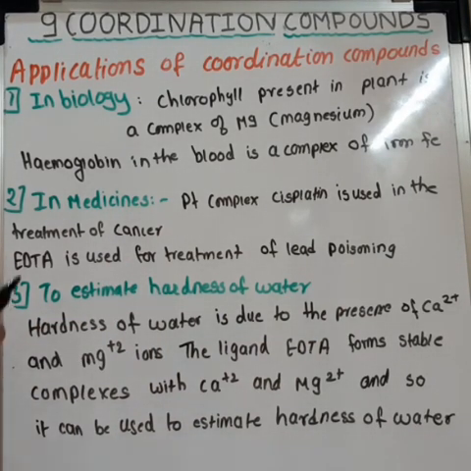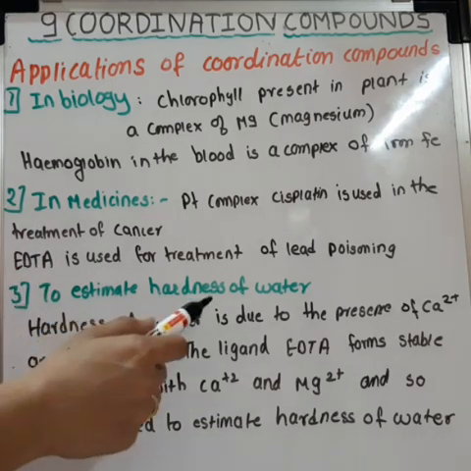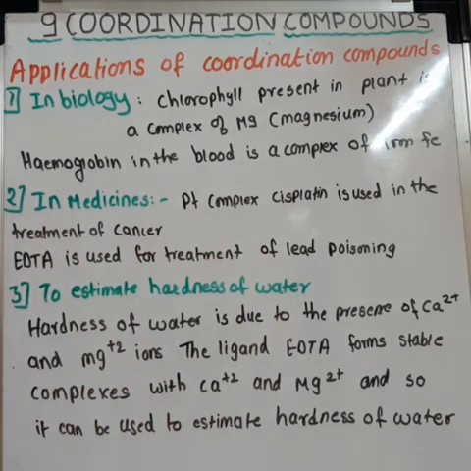Third one, coordination compounds are also used to estimate the hardness of water. The hardness of water is mainly due to calcium and magnesium ions, and the ligand EDTA forms stable complexes with calcium and magnesium, so it can be used to estimate the hardness of water.